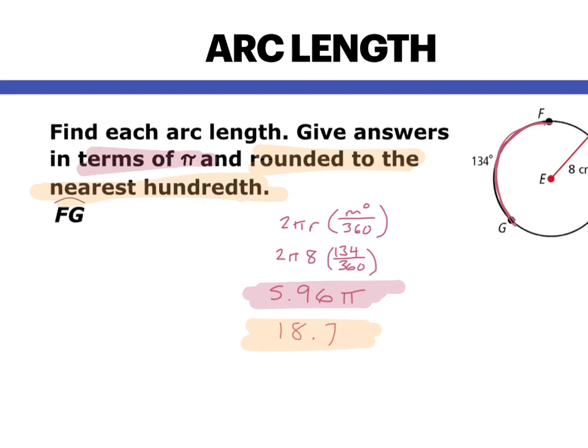On a quiz or test or something, will we have to answer both, like in both ways? It'll be specific. So I probably won't ask you to do both ways in one question. It'll be specific on which way. But the homework, the first two that are like this, ask you to give both answers, in terms of pi and rounded to the nearest hundredth.